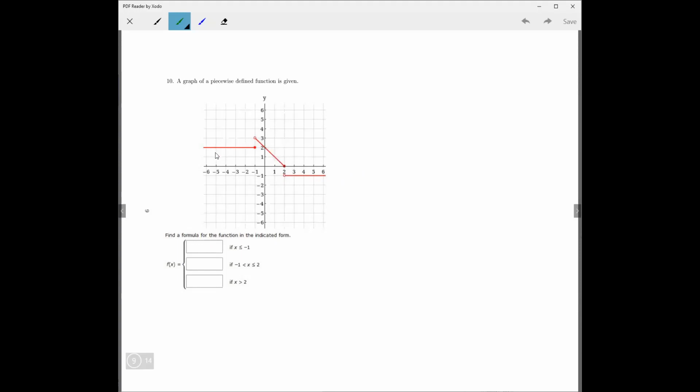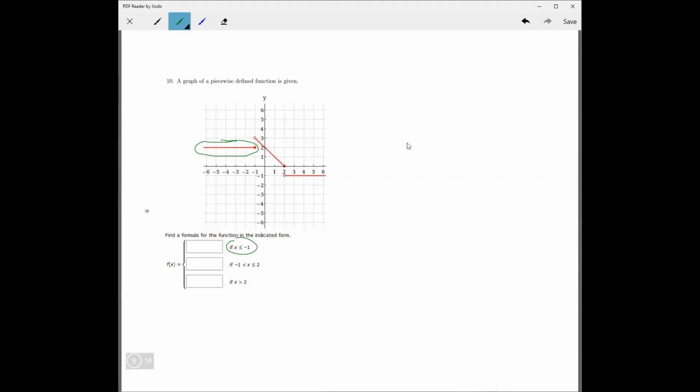So if we look over here, they've got 3 different expressions, one for each of these. If you look at the first one, that's when x is less than or equal to negative 1. So here we have negative 1. That's actually going to be all of this.